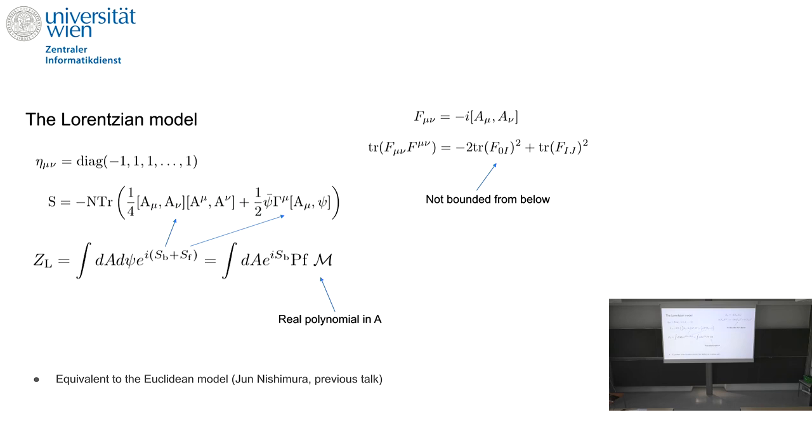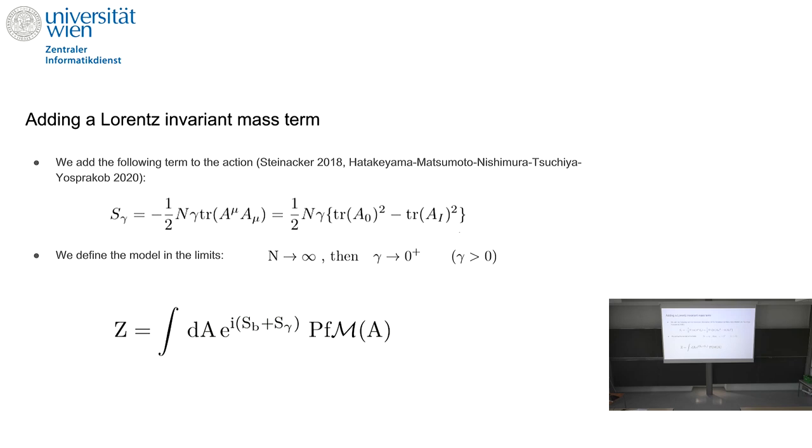We first integrate out the fermions, and that is the fermionic partition function, which is the Pfaffian. It turns out this is a real polynomial in A, which is an important thing valid for the Lorentzian model. But as June explained before, this is equivalent to the Euclidean model. And in order to study something that will be related to the Lorentzian model, we introduce this Lorentz invariant mass term, which is a deformation controlled by this parameter gamma. And we add this term to the action that we want to simulate. And this is the model that we'll be discussing in the following. And of course, this is understood in a way where we first take the large N limit, and then we take gamma going to zero, but keeping gamma positive.